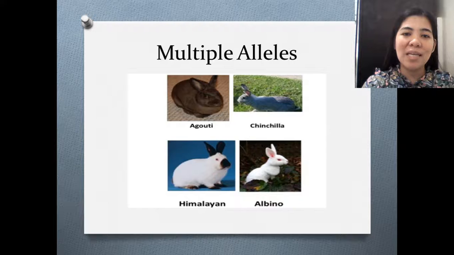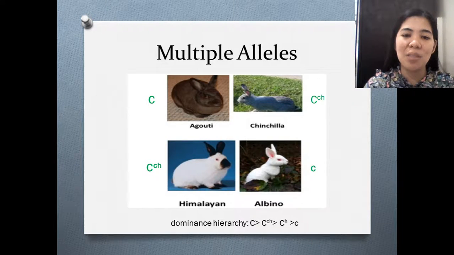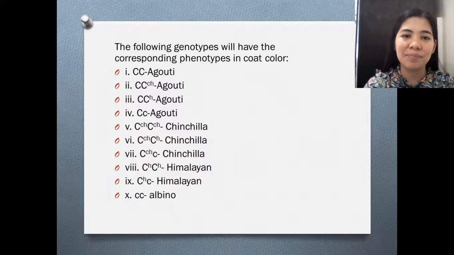The third mode is multiple alleles. There are more than two alleles present, thus it will result in more than two phenotypes being expressed. An example is the coat color in rabbits. We have four alleles, namely agouti, which is dominant over chinchilla, and chinchilla is dominant over Himalayan, and Himalayan is dominant over albino. That is the dominance hierarchy of these alleles.